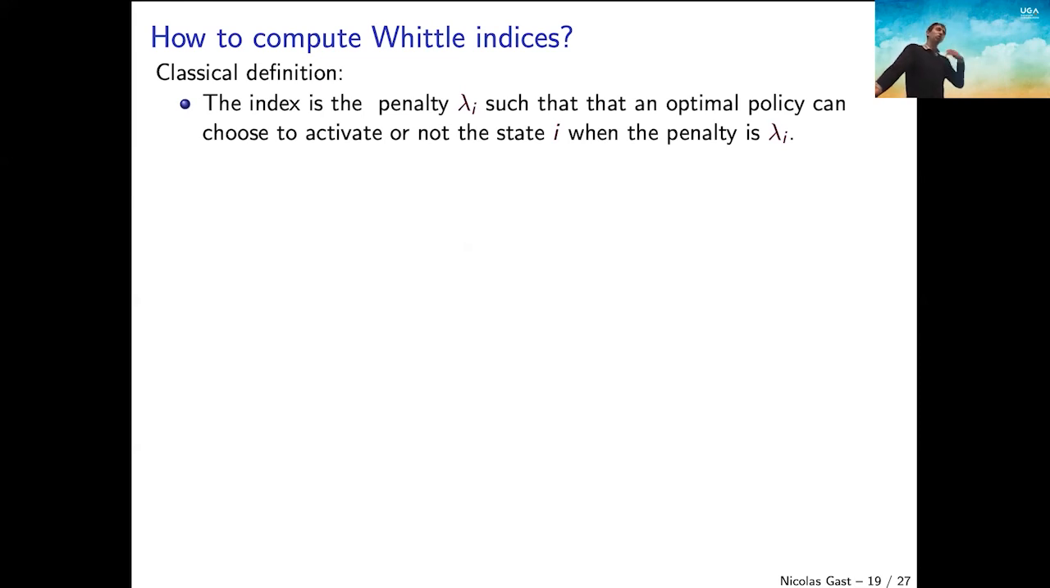So I just want to come back to this idea of index policy, and the idea that things are indexable when there exists a lambda such that it is optimal to activate before this lambda and not optimal to activate after this lambda. In fact, this is the definition that you find in the book.